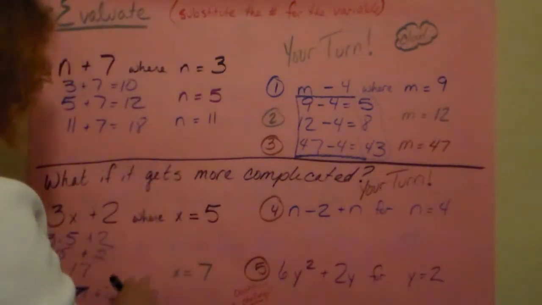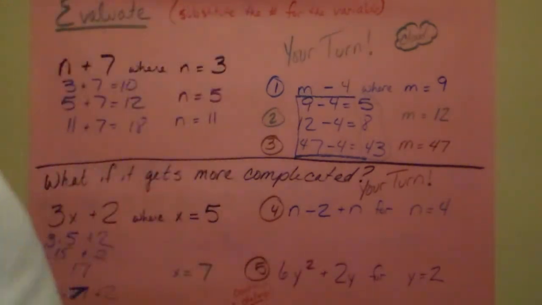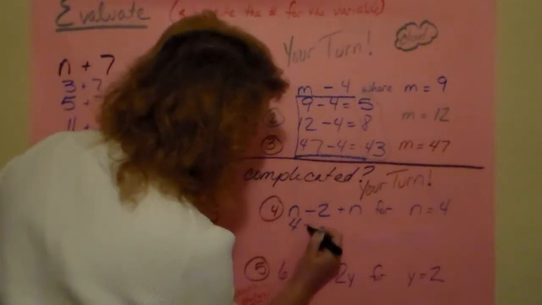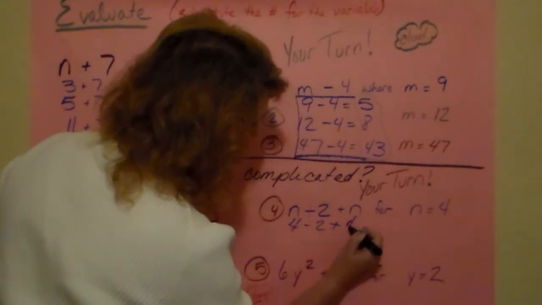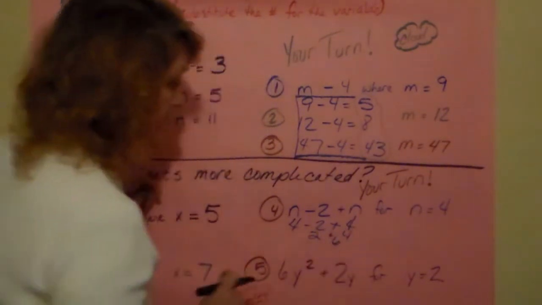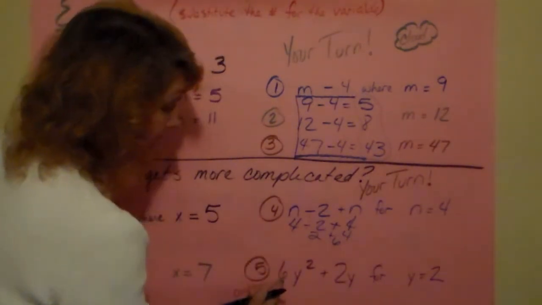Push pause. I'm coming apart. All right. Can you see it? What can you see? You can't really see underneath it. All right. So I did 4 divided by 2 plus 4. 4 divided by 2 is 2, plus 4 is 6. Now, how am I going to do this so you can see it?